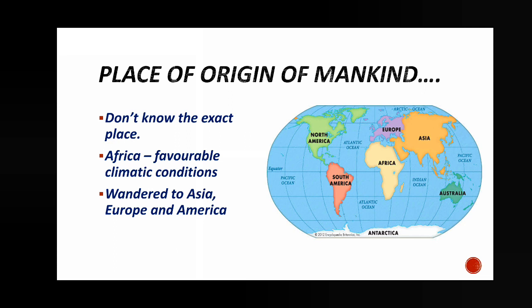I told you, and you have already seen, that it is not exact information, but one type of guess, one type of thinking, that Africa is the continent from where mankind originated. Then gradually they spread over different continents. It may be Asia, Europe and America, but the place of origin was Africa.